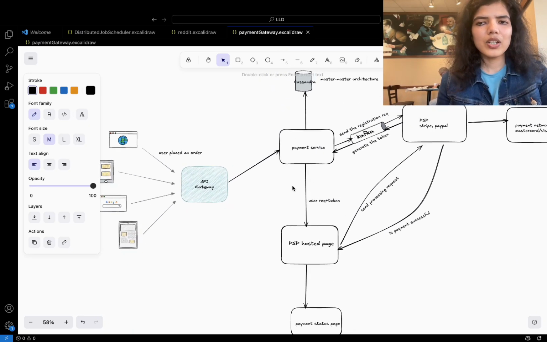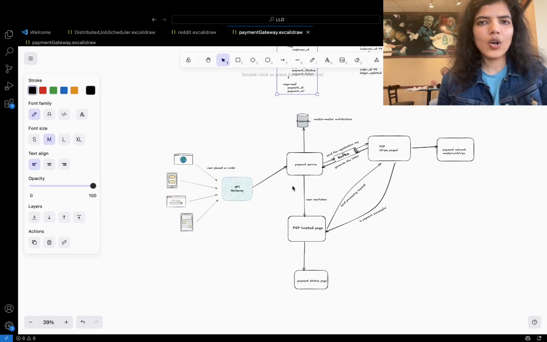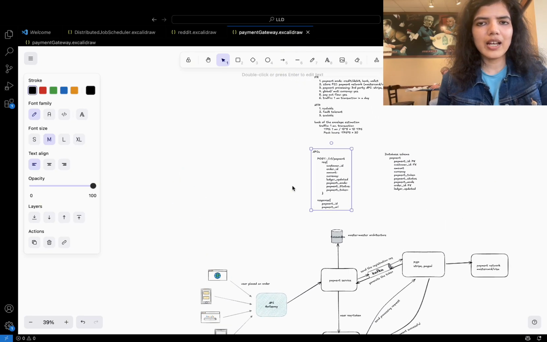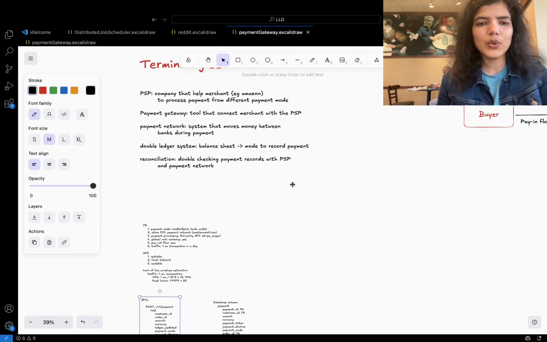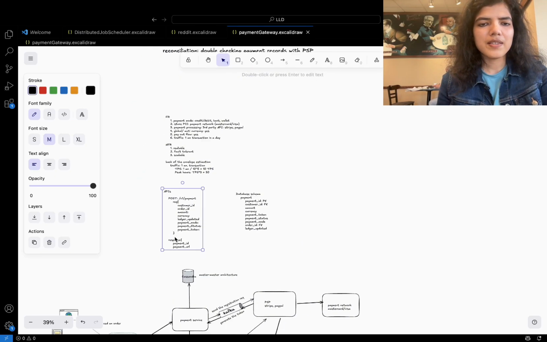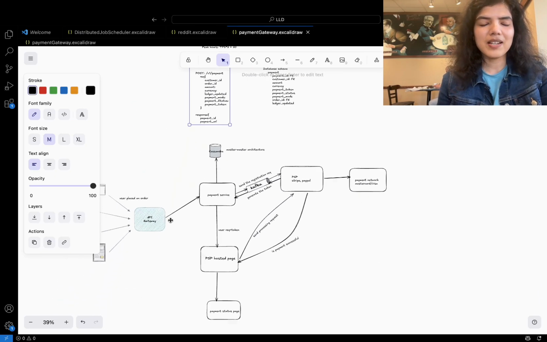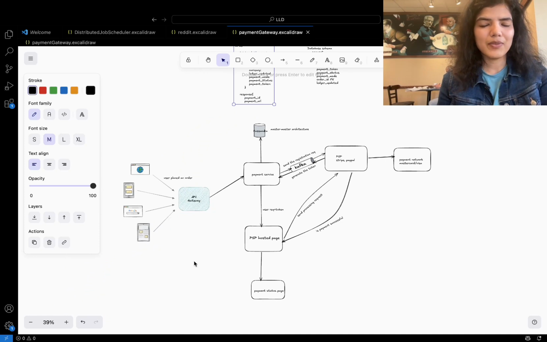So yeah, I think this is all about the high-level design of the payment gateway that we have. We have talked about the terminologies, the payment flow, DFRs, NFRs, API design, and database, and finally the deep dive into high-level design.